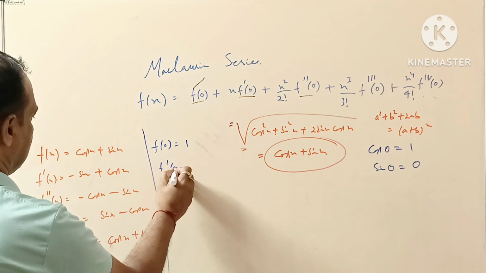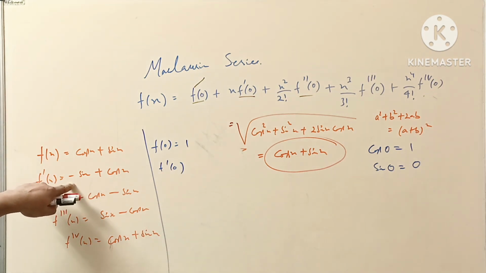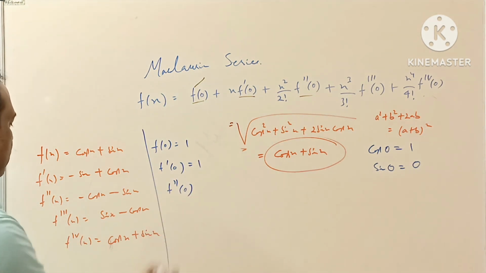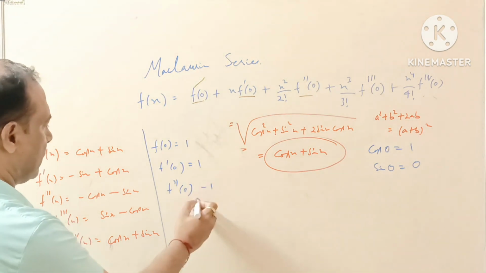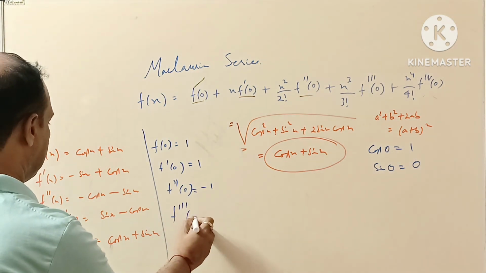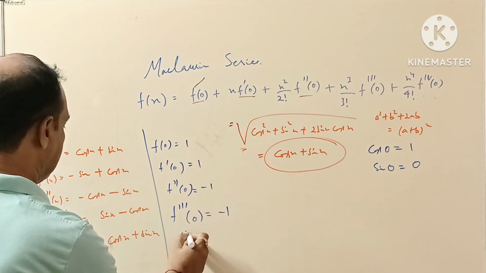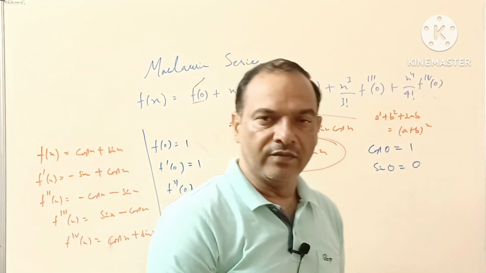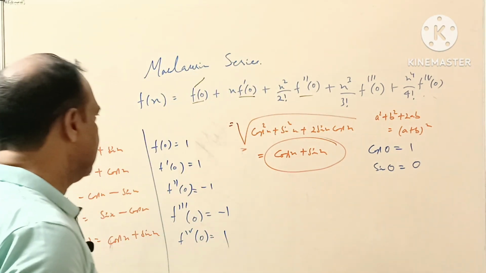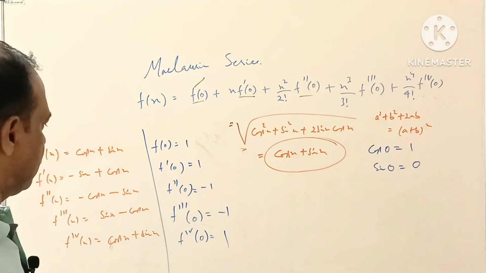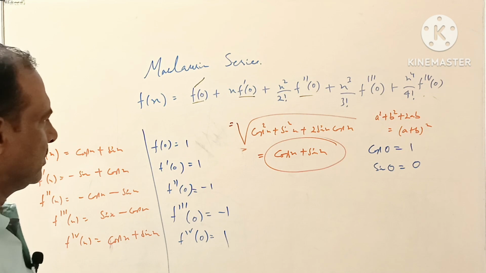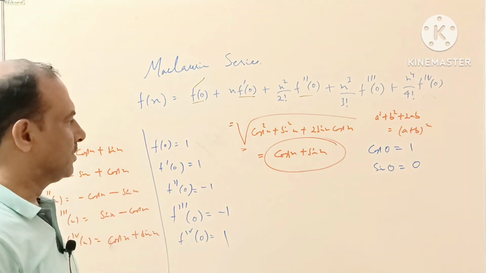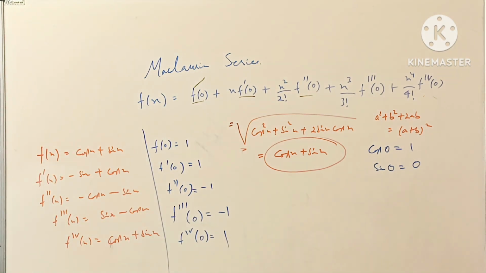Now f dash 0, again this part is 0 and this part is 1. For f double dash 0, you will be having minus 1. For f triple dash 0, you will be having minus 1, and for f fourth 0, you will be having 1. So 1, 1, minus 1, minus 1, and 1 are the required values for f(0), f dash 0, f double dash 0, f triple dash 0, and f fourth 0. Now, the last thing you have to do is substitute the values in this particular equation.